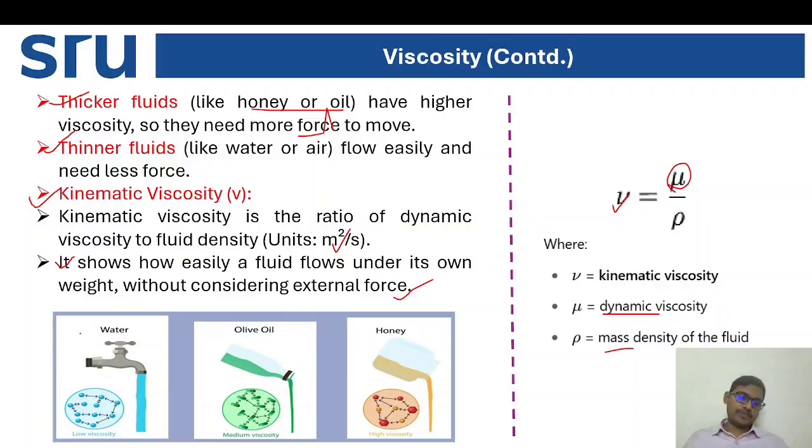Now you see water has low viscosity, as I mentioned, so it will flow very quickly. Olive oil has a medium viscosity, so it will flow, but not as quickly as water. And coming to honey, it has high viscosity, so it will take a long time to flow. So viscosity, now you people can understand.